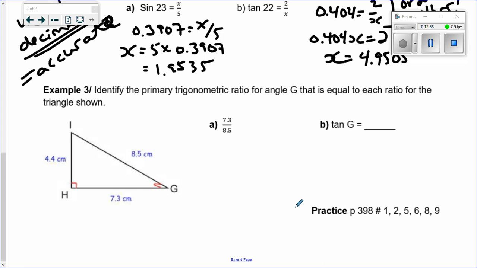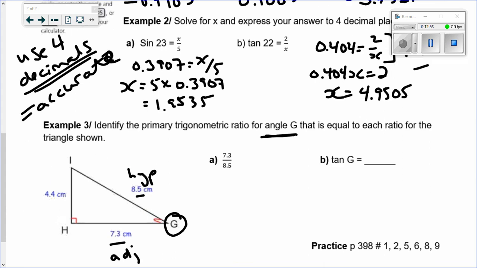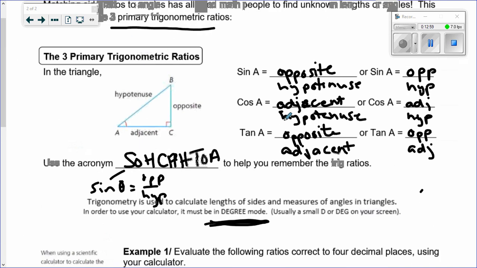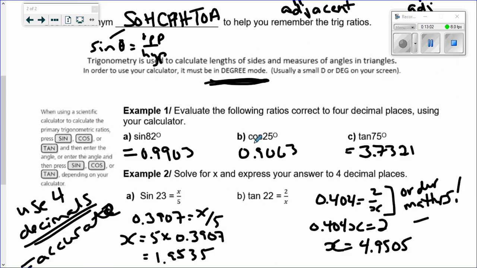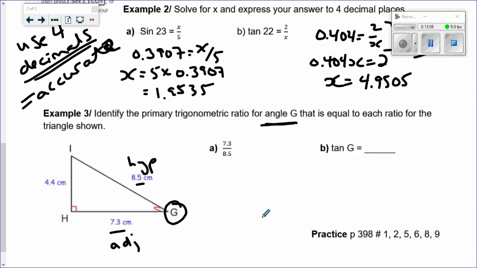Last little bit that we're going to look at, just simply identifying. So if we have 7.3 over 8.5, and we're using angle G, it means we have the adjacent and hypotenuse. Well, if we go back up to our formulas at the top of the screen, adjacent and hypotenuse is cos. So we're finding cos G. In this case, we're being given tan of G. Well, that's opposite over adjacent. Go ahead, look it up.